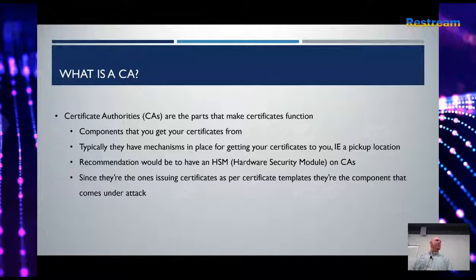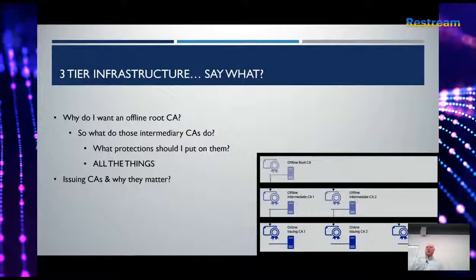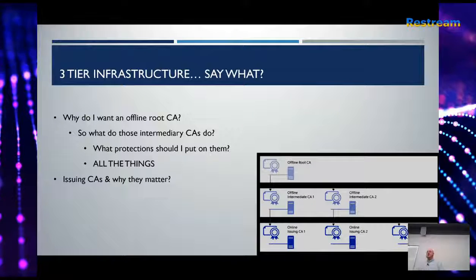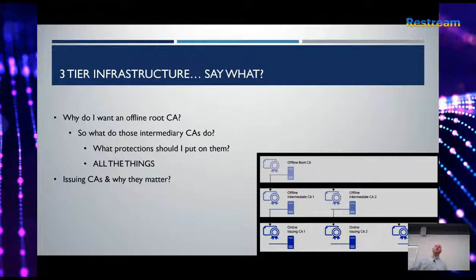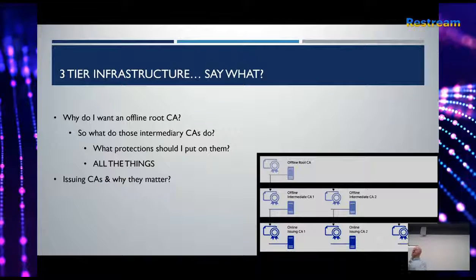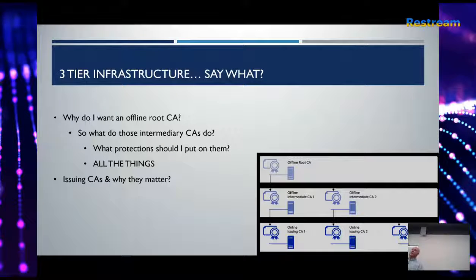So I've talked a couple of times now about three-tier architecture. Say what? Why do I want an offline root CA? Again, it protects it. So what do those intermediary CAs do then? You think of them as a buffer. These are your new root CAs at this point. These are what you go to spin up new issuing CAs, new certificate authority functionality. You can have regional authorities for authentication, for generating content so that you can authenticate and authorize people to this infrastructure. That's what all of this does.